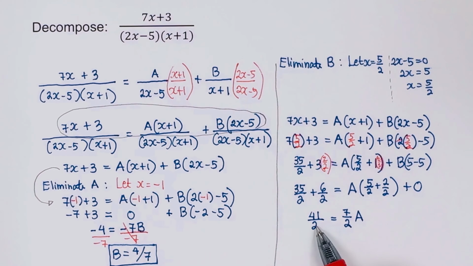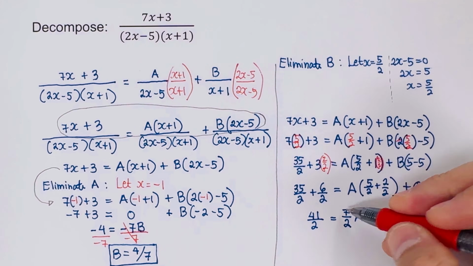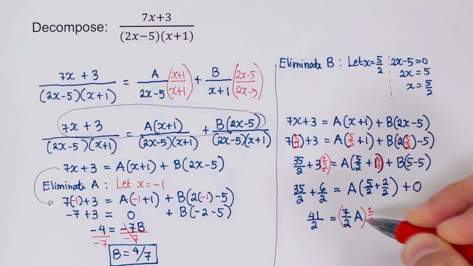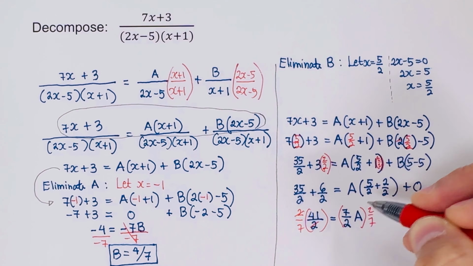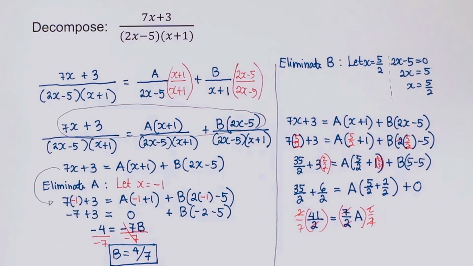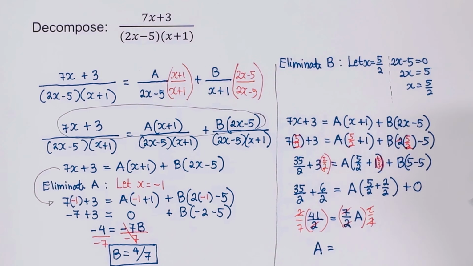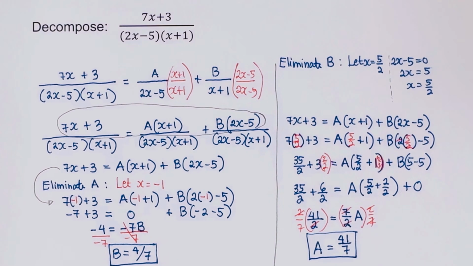So we're left with 41 over 2 and then 7 halves A. To solve for A, I'm going to multiply both sides by 2 over 7. So I can cross out the 2 and 2, cross out the 7 and 2 here. So we are left with an A value of 41 over 7. So this is the value for our A. So we pretty much have solved both A and B.